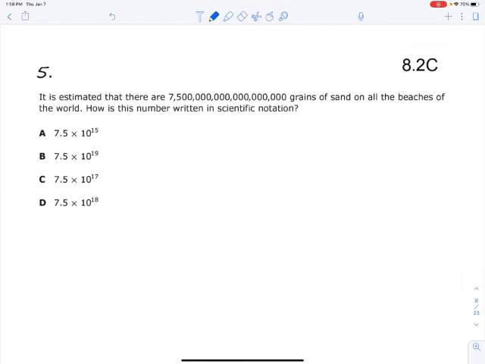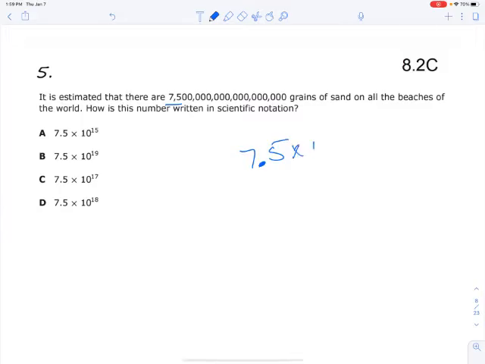Okay, question number 5. It is estimated that there are 7, and I can't even say that number, that many grains of sand on all the beaches of the world. How is this number written in scientific notation? Well, we know for scientific notation, we're going to take our significant digits. In this particular case, that's the 7 and the 5. We're going to write that as 7.5, and we're going to put the decimal so that its value is between 1 and 10. So that means my decimal's got to go here.